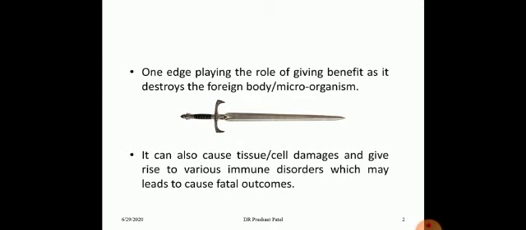The immune system is like a two-edged sword. One edge gives benefit as it destroys the foreign body or microorganism. But on the other hand, it can also cause tissue or cell damage and give rise to various immune disorders, which may lead to fatal outcomes. That's why it is known as a two-edged sword. One edge protects us, and the second, if it is uncontrolled, is known as a hypersensitivity reaction. In hypersensitivity reaction, there may be a chance of tissue damage or cell damage.